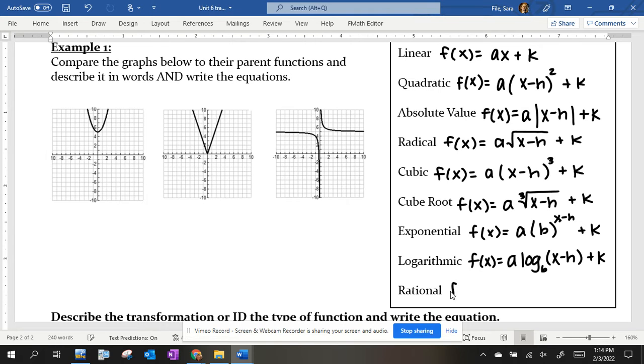And last but not least, rational. Where is x in a rational function? What is a rational? What's the rational parent function? If you need to look at that reference sheet we made or look at the packet of all the parent functions from the beginning of the unit, you can. What's the rational? Where is x in a rational function?